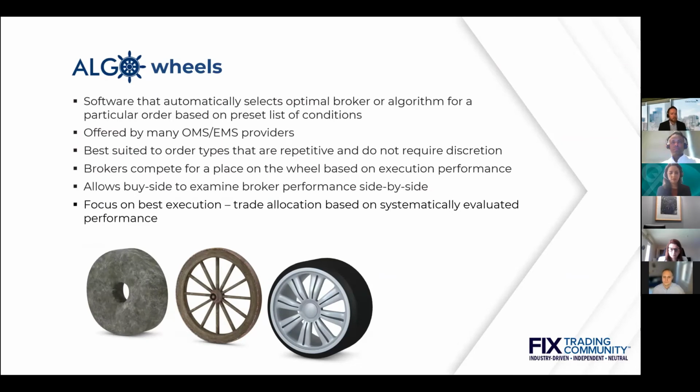Next, we have algo wheels. Algo wheels are pieces of software used by the buy side that automatically select the optimal broker or algorithm for a particular order based on a list of preset conditions. These days they are offered by most OMS and EMS providers. So the buy side will define the conditions of how to route, and the software will pick the broker or algo most suitable depending on the order.